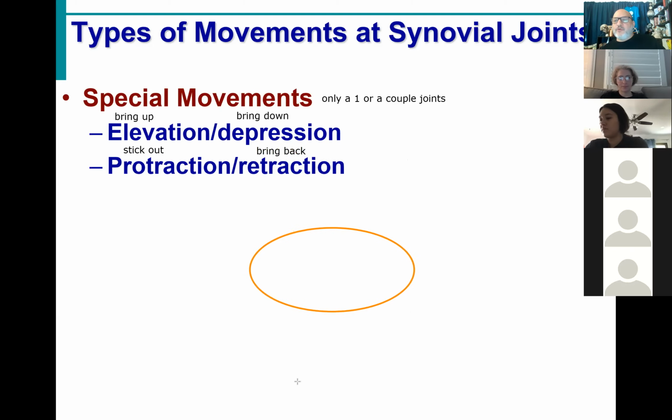Right, there's my rib cage. And here, of course, are my scapulas. So a protraction is where I bring the shoulder blade forward. However, notice as I bring it forward, those pesky ribs are in the way.